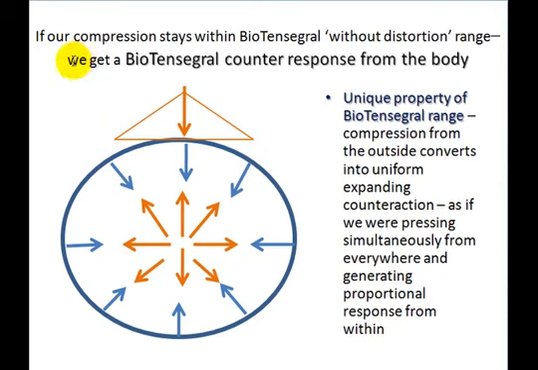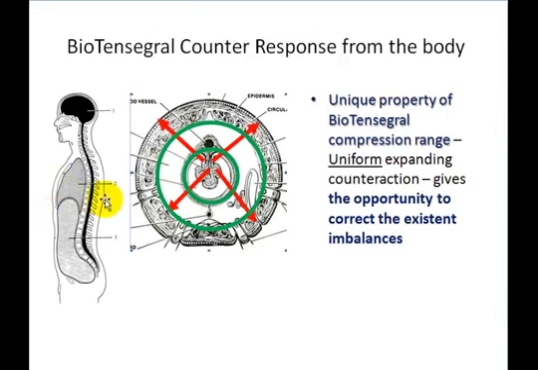When we do some technical applications, if our compression stays within this biotensegrel range, or the without-distortion range, right? Then and only then we get the uniform biotensegrel counter response from the body. And this biotensegrel compressional range, if we deliver it, gives us this uniform expanding counteraction. And what is most important about it? The opportunity to correct the existent imbalances.